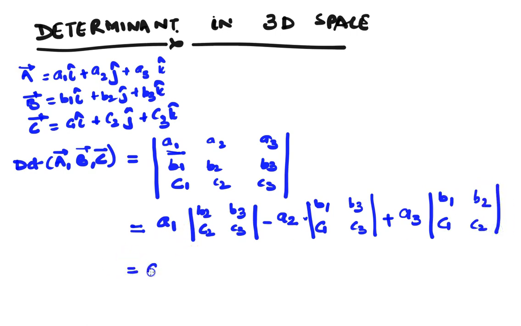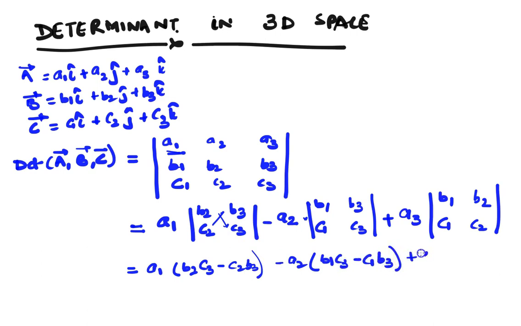Which is then equal to A1 times (B2 C3 minus C2 B3), minus A2 times (B1 C3 minus C1 B3), plus A3 times (B1 C2 minus C1 B2).